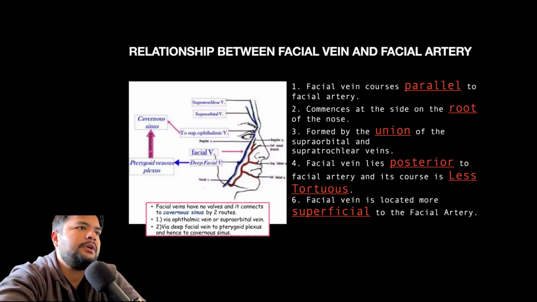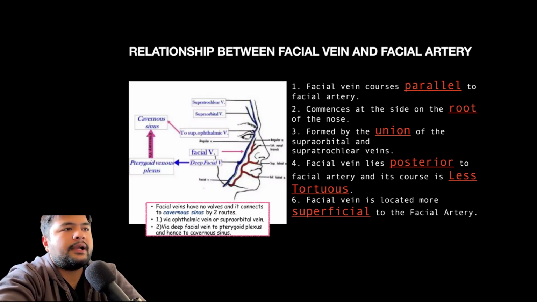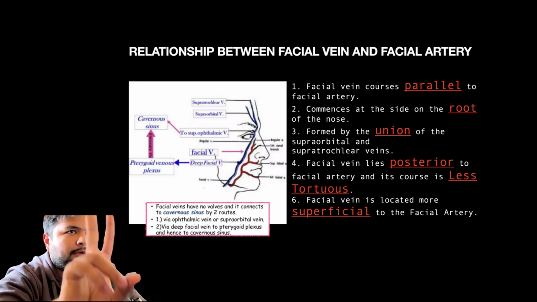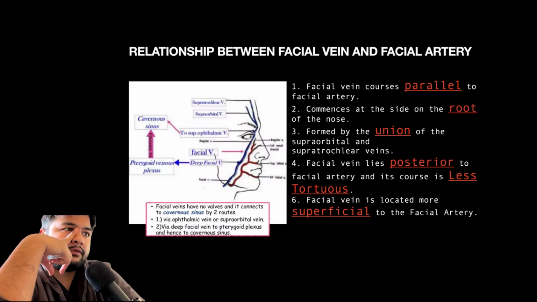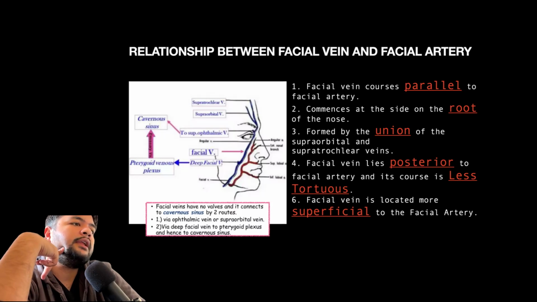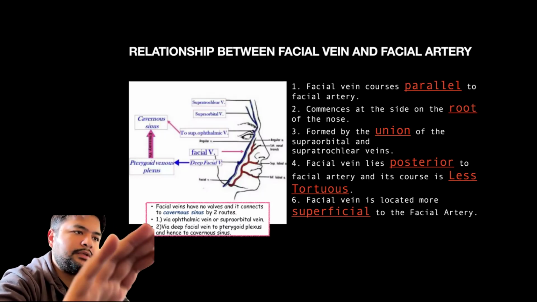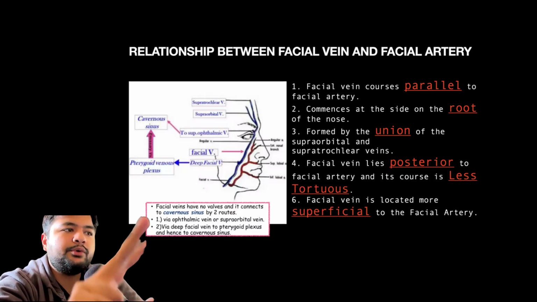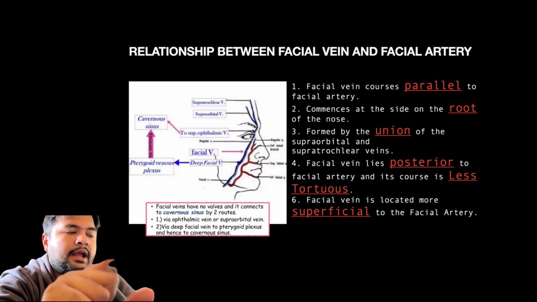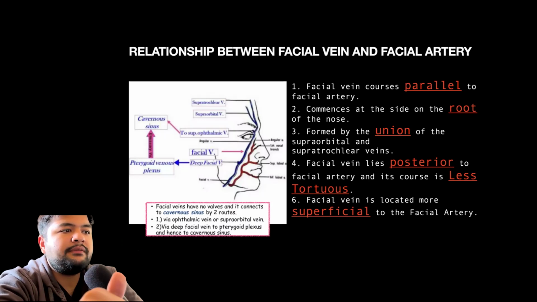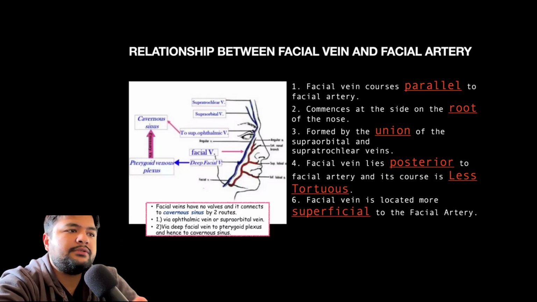In this diagram also we can see that the supratrochlear and supraorbital veins form a V shape from the medial canthus of the eye to form the facial vein, which slowly runs towards the angle region near the anterior border of the masseter muscle. The facial vein has no valves and it connects to the cavernous sinus by two routes. The first route is the ophthalmic vein or the supraorbital vein, and the second route is via the deep facial vein to the pterygoid plexus and hence to the cavernous sinus.